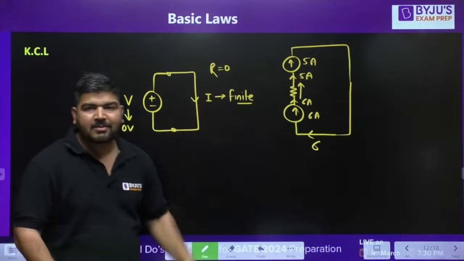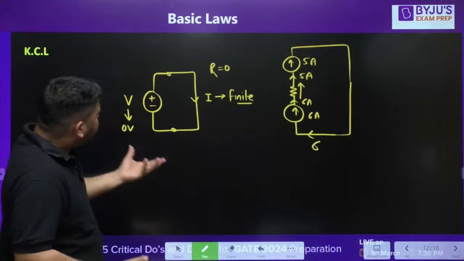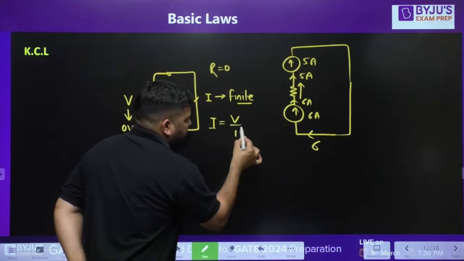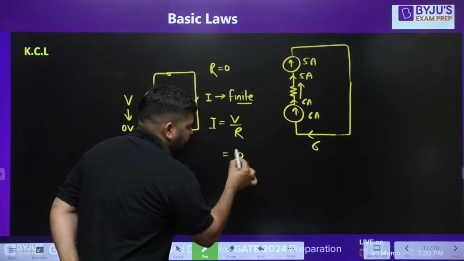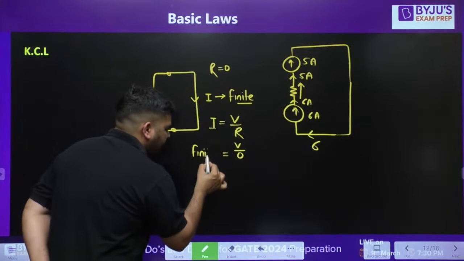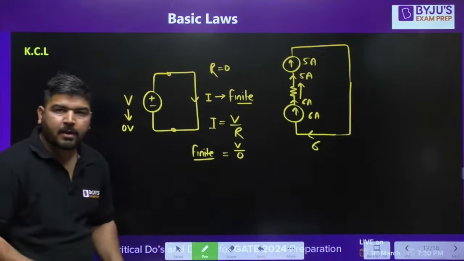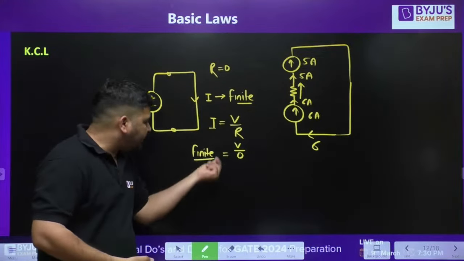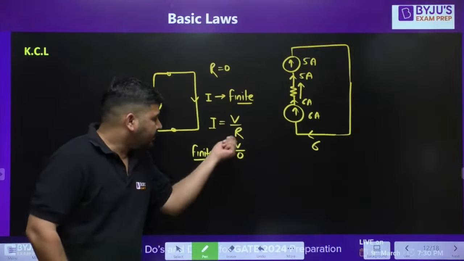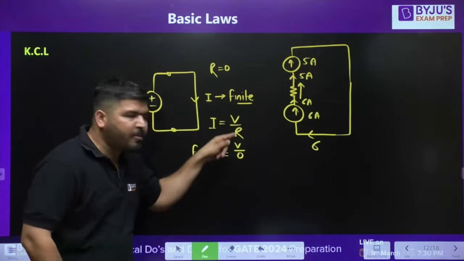Now it's a hypothetical situation. You will ask me, sir, why? Because we know that I is equal to V upon R. If R is 0 and you want this current finite, how is it possible? Tell me guys. How is it possible to get finite current with R equal to 0? The only condition is V becomes 0, such that it becomes 0 by 0.